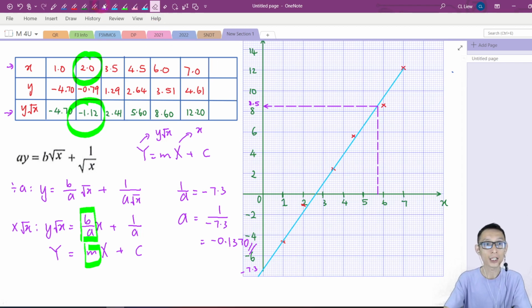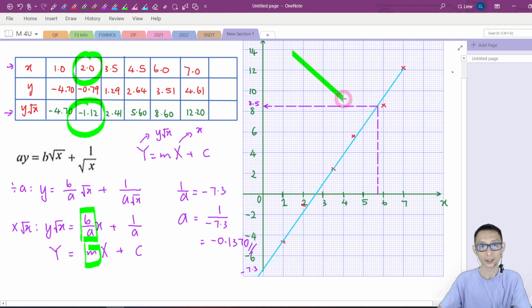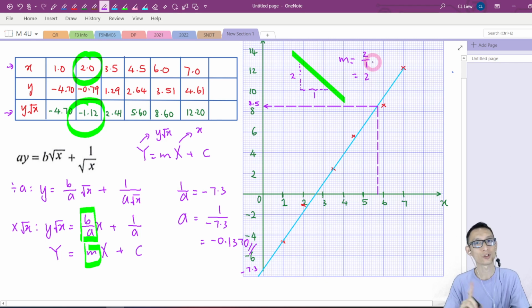For example, sometimes you will have a graph going this way, and then you draw a right angle triangle. I just simply give a value. Let's say this is 2, this is 1, and you say that the gradient is 2 over 1 is equal to 2. This is not correct. Why? Because it's going downward like this. This gradient is negative. You have to add the negative yourself. If the graph is going downward like this, remember to add a negative for it.